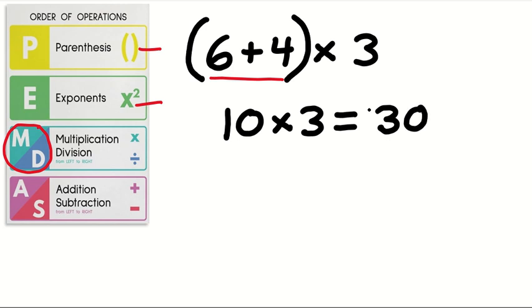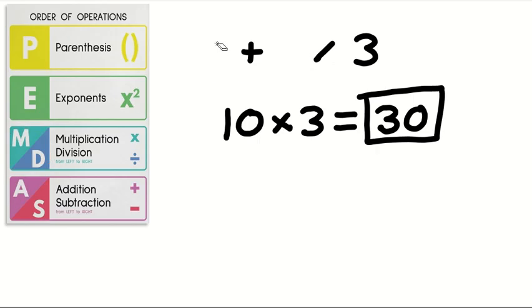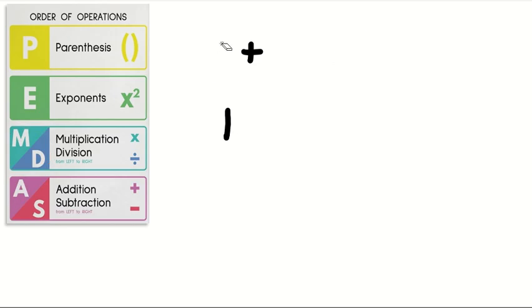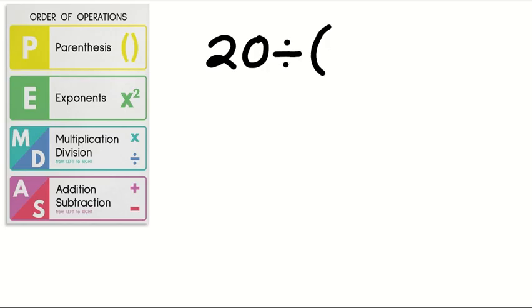So the value of that particular expression is 30. Now, let's try another one. See if you can keep up with this one. What if we have something that looks a bit like this? Wait for it. Let's do 20 divided by the quantity 5 decreased by 1. Now, do we have any parentheses?